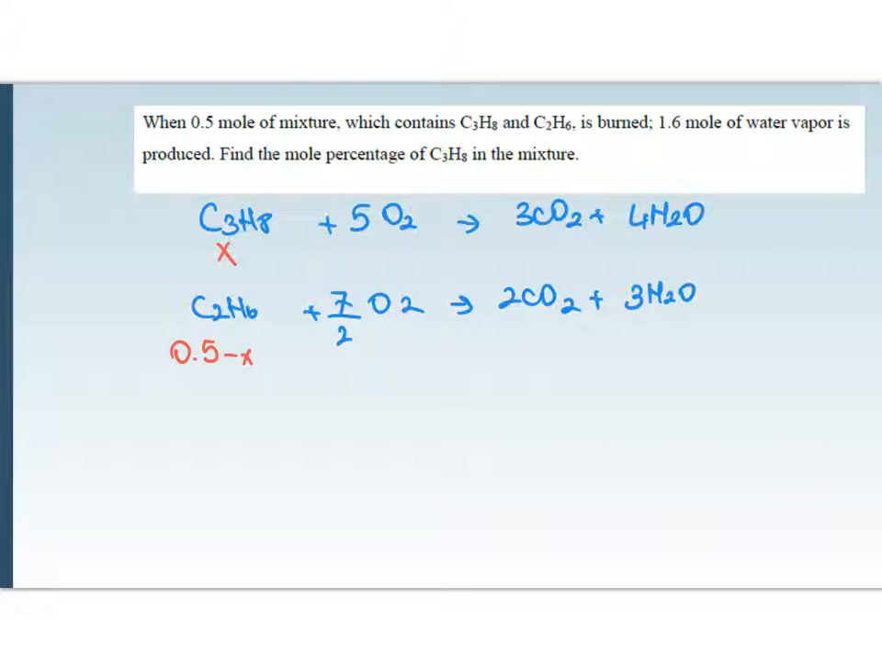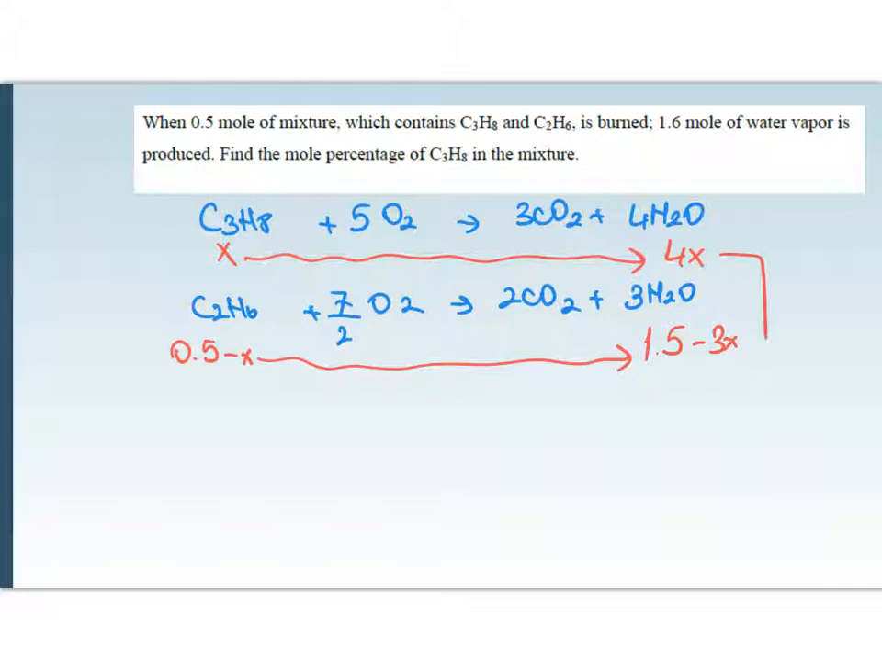So what about the water in terms of X? It produces 4X mole of water. So when you triple that value, this is going to be 1.5 minus 3X. So the sum of these two numbers should be equal to 1.6 mole, the question says. So when you get X from this equation, this is going to be 0.1 mole. So you have found the mole number of propane. The next step is the last step. In 0.5 mole of mixture, you have 0.1 mole of propane. What about in 100 moles? And you're going to end up with 20%.